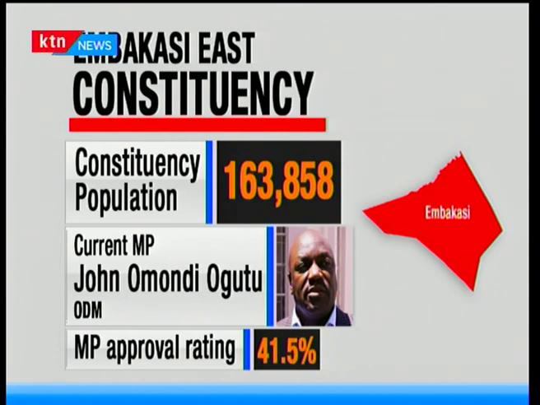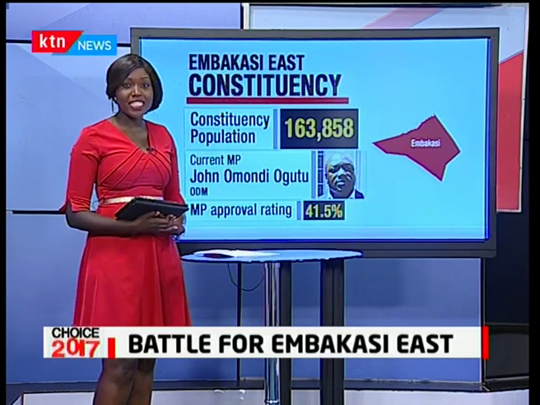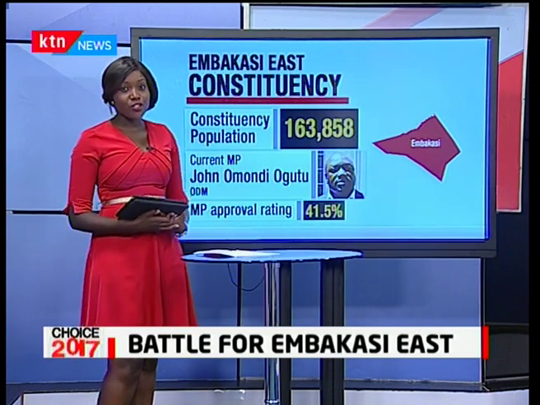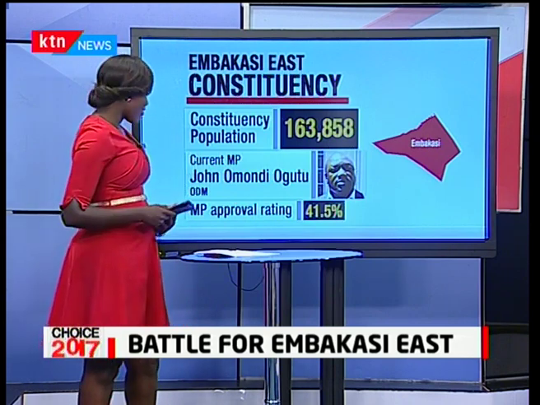So the Member of Parliament approval rating is 41.5%. This is the worst according to the Infotrack research poll. The latest research showed that John Ogutu Omondi was the worst performing Member of Parliament in the whole of Nairobi from all the 17 constituencies. So this could be part of the reason why it's going to be a very heated race for this particular seat, perhaps because of the kind of performance that has been witnessed, but we'll definitely hear it from those who are vying.